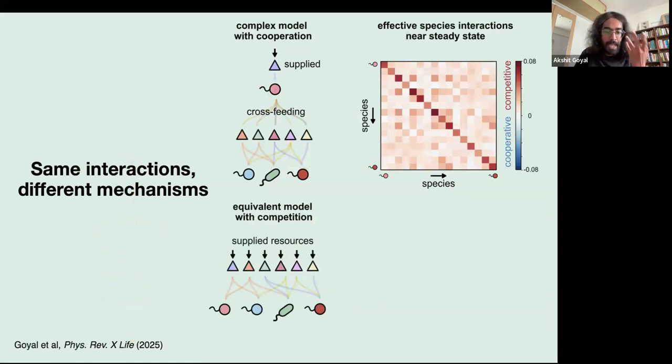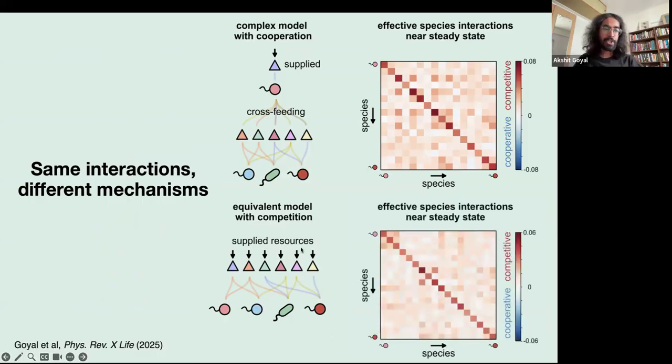Now, I can take the same kind of species and put them in a completely different situation where I supply all of the resources, so that they all essentially compete with each other. This is an equivalent model, except you have a totally different mechanism of coexistence. And I can measure the effective species interaction matrix here. And I hope you'll agree with me that qualitatively, these matrices are the same, right? They both look competitive. Of course, the matrices are not exactly one-for-one the same, but qualitatively, they both show competitive interactions, even though one of them is bona fide held together by competition, and the other is held together completely by cooperation, right?